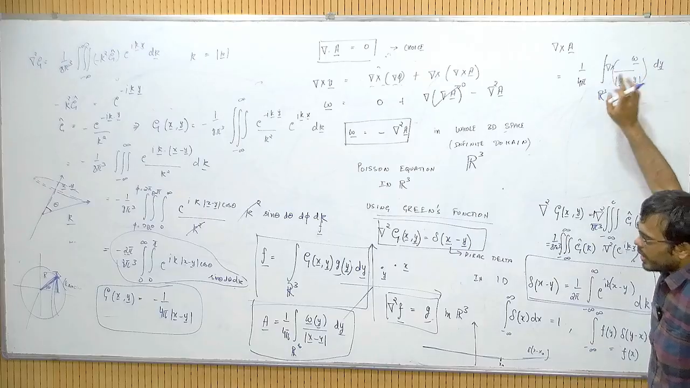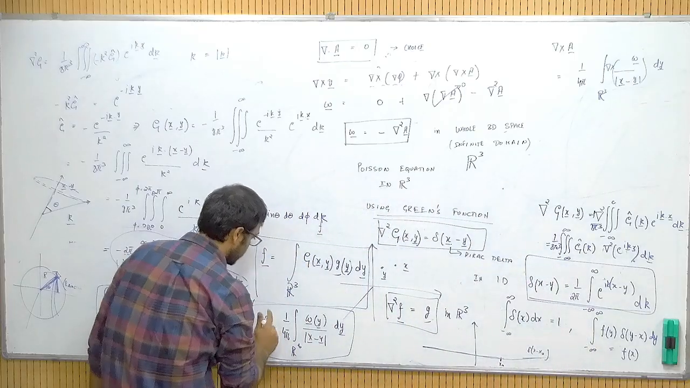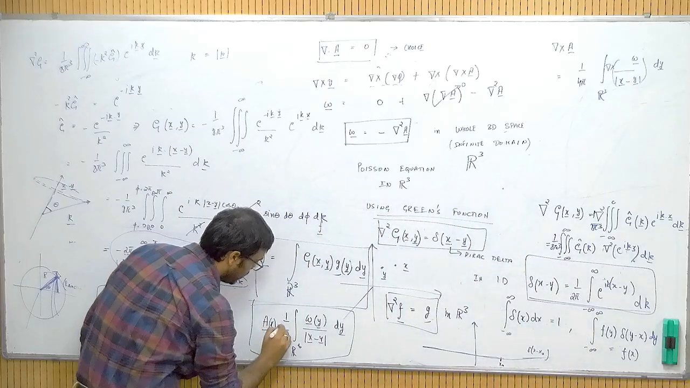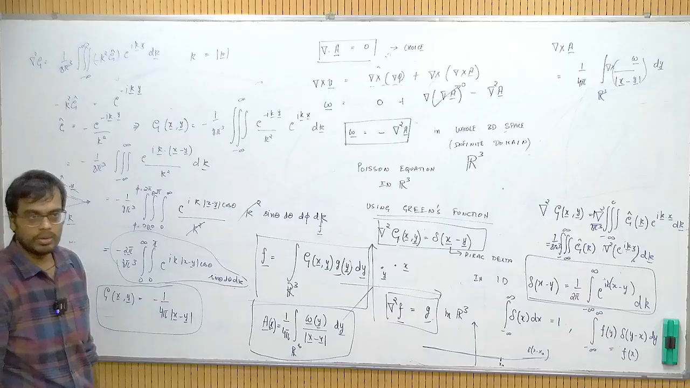Everything is a function of x eventually. This guy is a function of x. Here A you get as a function of x, not y, so just be careful with that. You are integrating y out, integrating it over the whole r cube.